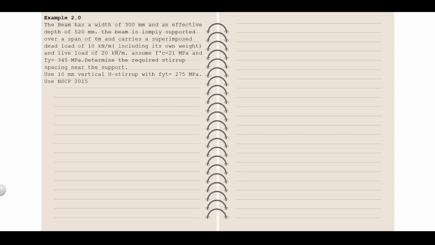So assume f'c is equal to 21 megapascal and Fy is equal to 345 megapascal. Determine the required stirrup spacing near the support. Use 10 mm vertical U stirrup with Fyt equal to 275 megapascal. Use NSCP 2015. Okay, so let's go immediately to the solution.